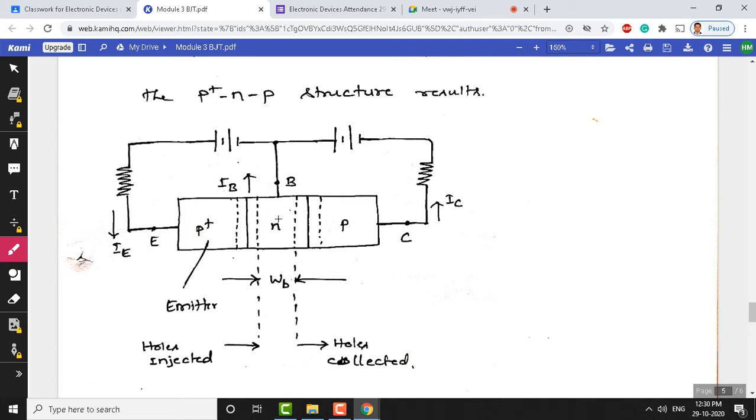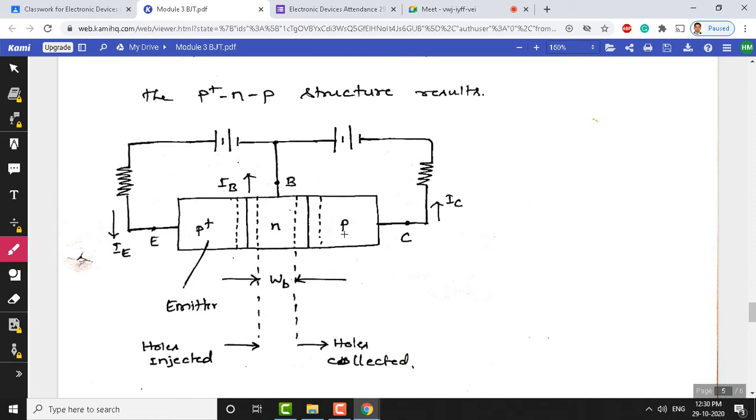So this continuously injects the holes, and these holes injected from the P plus region to the N region are collected by this collector terminal here. Okay. Now you can observe here, this is the structure of a bipolar junction transistor.